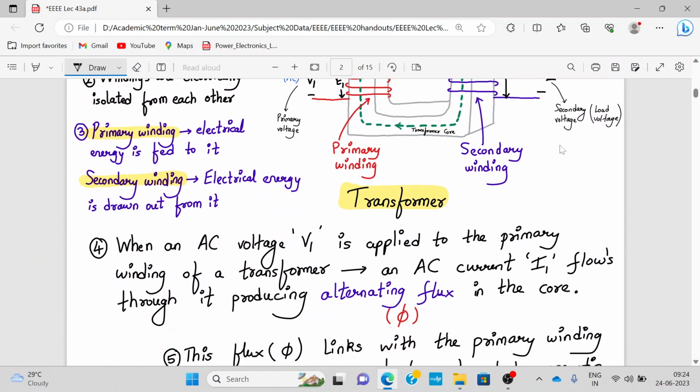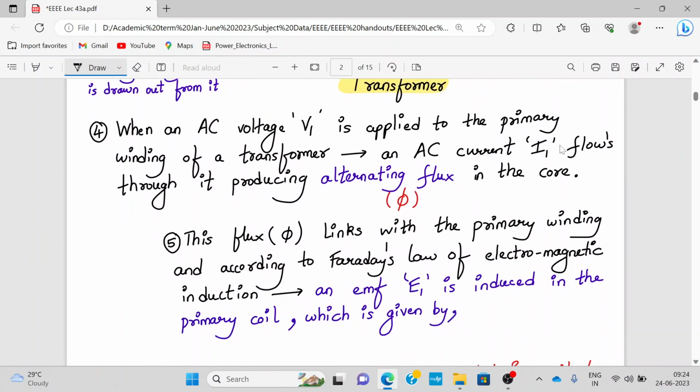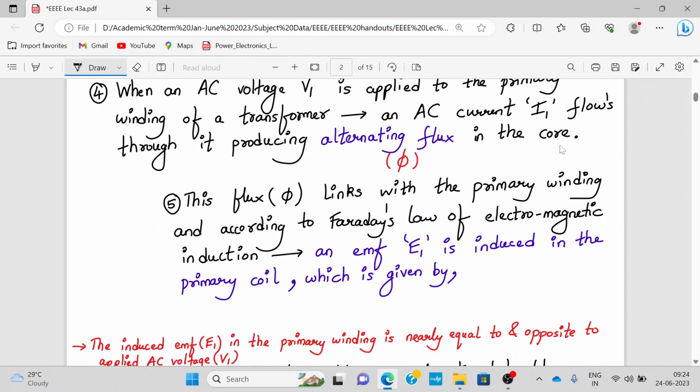So yeah, that's what we were talking about, that whenever an AC voltage V1 is applied to the primary winding, an AC current I1 flows through it, producing alternating flux. Now, when this alternating flux links with the primary winding, as per Faraday's law, EMF E1 is induced, which is given by the following formula. So let us write it down. You all also can write it down.